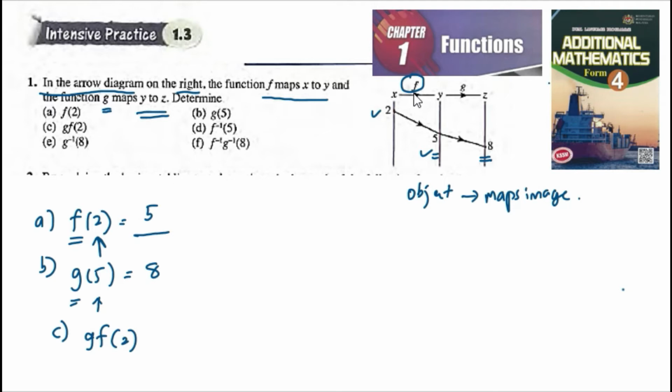So we know this is f, this is g. But if we map this way, we will get gf(x). So you see here the difference. Instead of fg, when we map together, it will be gf. Okay, so here see gf(2). So gf maps function x to z. So when the object x is 2, then the image is 8.